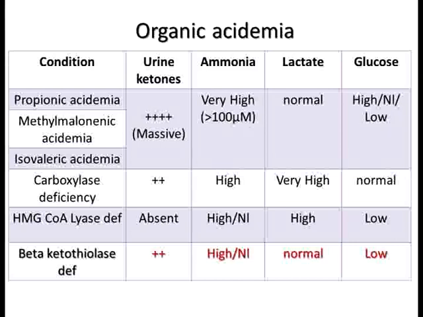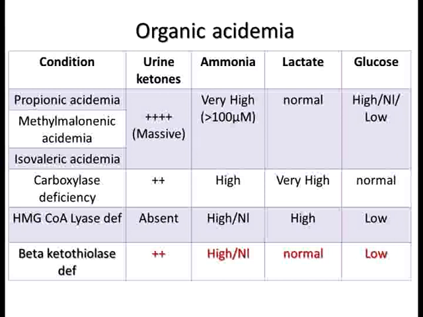So what can be the organic acidemia that can be present? See, the first three, propionic acidemia, methylmalonic acidemia, isovaleric acidemia, are very severe and present early. We also have to add the clinical picture prior to the interpretation. Here we have urine ketones very high, ammonia high, lactate normal, and glucose may be high, normal or low. Carboxylase deficiency will present with some skin manifestations, so it is unlikely in this case. So if you see the clinical picture, this is HMG coenzyme A lyase deficiency, beta ketothiolase deficiency, and also SCOT deficiency.